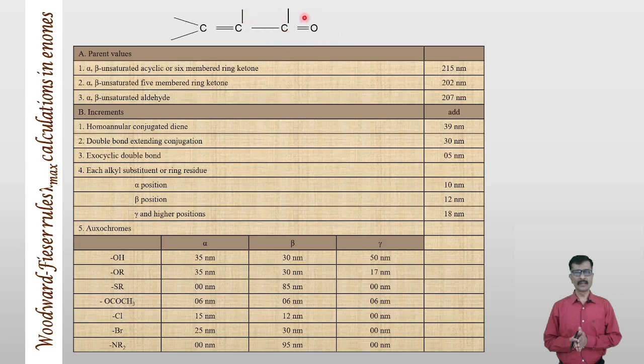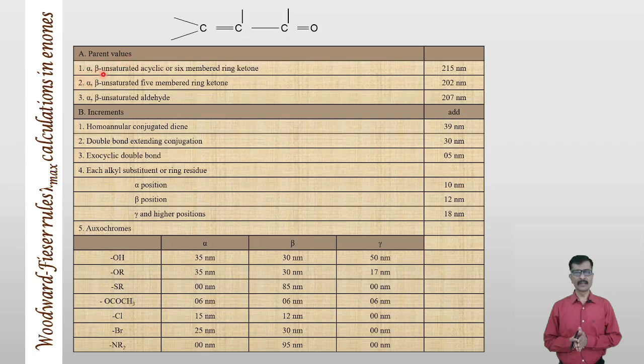From this carbonyl carbon of either aldehyde or ketone, if we count, the first one is the alpha carbon, the second one is the beta carbon. So if there is alpha, beta unsaturation in an aldehyde or ketone, we can call it an enone. So if such a system exists, then how do we calculate lambda max for this kind of compounds? Let us see how to have the parent values for this.